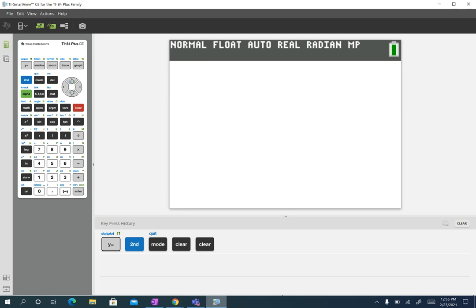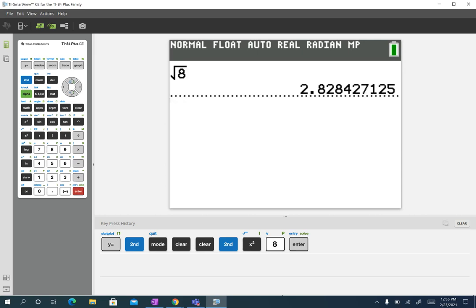Let's say you're trying to do the square root of something. Hopefully you remember that the square root is found by pressing second, then the x squared button. The square root of, let's say, 8, you could plug that in, and it will give you a decimal answer. Let's say you wanted to find the cube root of 8.